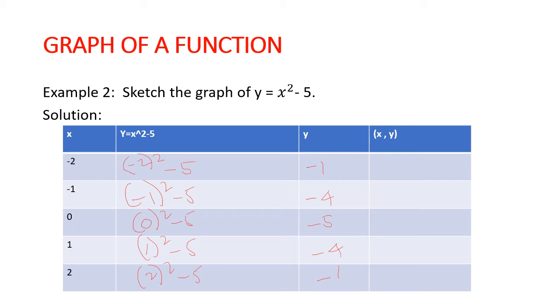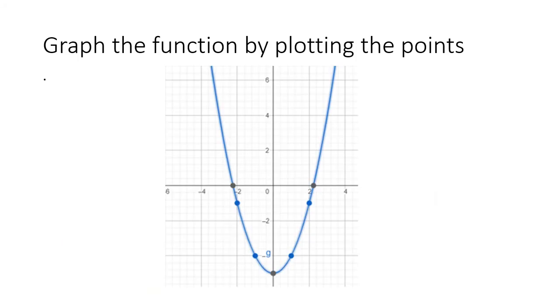So your points x, y are minus 2, minus 1, minus 1, minus 4, 0, minus 5, 1, minus 4, 2, minus 1. So this is the result of plotting the function y equals x squared minus 5.